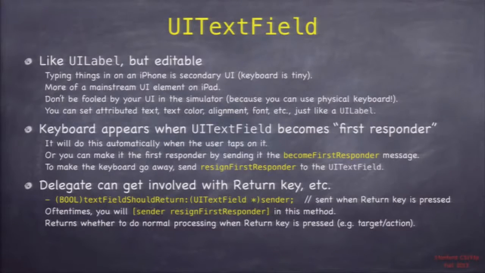There's a delegate for UI text field, unlike UI label, and there's a lot of stuff you can see there. I'll show you a brief example in the demo. For example, when the return key is pressed and that text field is being edited, the text field's delegate will send this message, textFieldShouldReturn, yes or no, whether it should send its target action, basically. And in there, you can do things like resignFirstResponder. So when the keyboard comes up, someone hits return, you can make the keyboard go away, which is usually what users expect. So we'll see that in the demo as well.